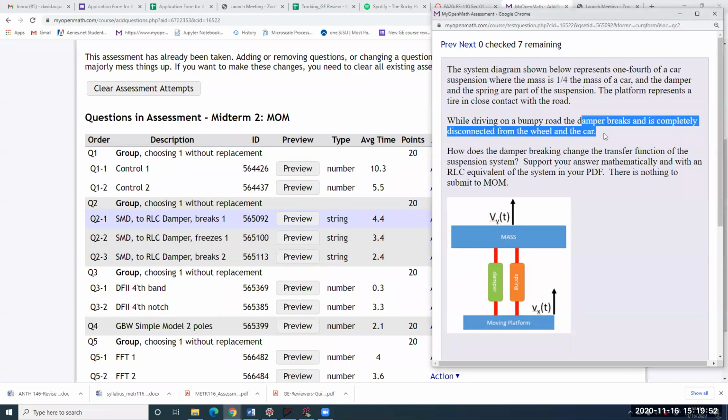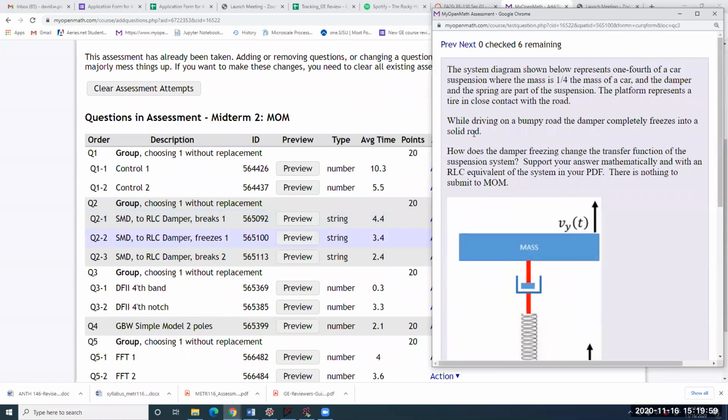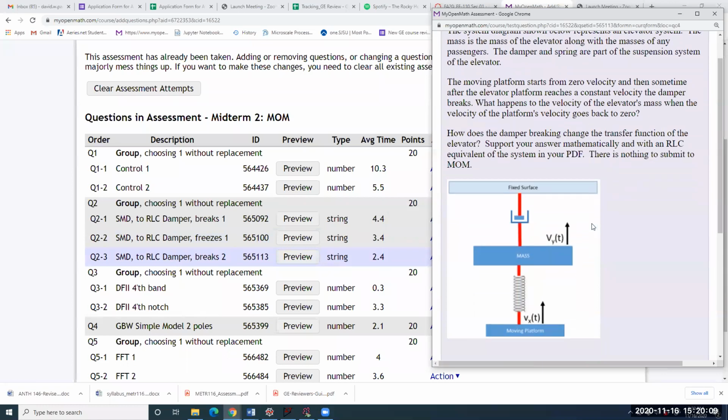The damper breaks and is completely disconnected from the wheel in the car. Okay. Try to be as clear as possible. Completely freezes into a solid rod. And I believe this one breaks, so it's completely disconnected.